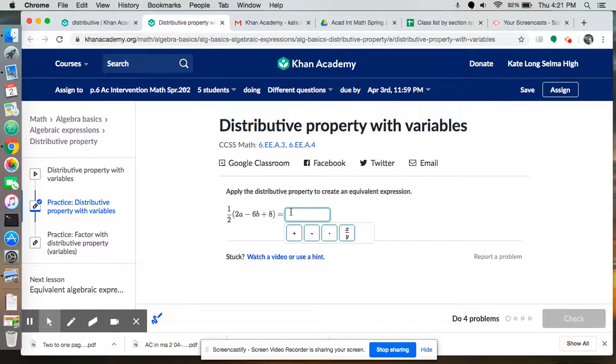1/2 of 2a would be 1a. 1/2 of 6b would be 3b. And 1/2 of 8 would be 4. And notice I kept the negative and the positive, or the minus and the plus, exactly as they were, because this 1/2 was positive, and so multiplying it times each of those terms will not change these signs.